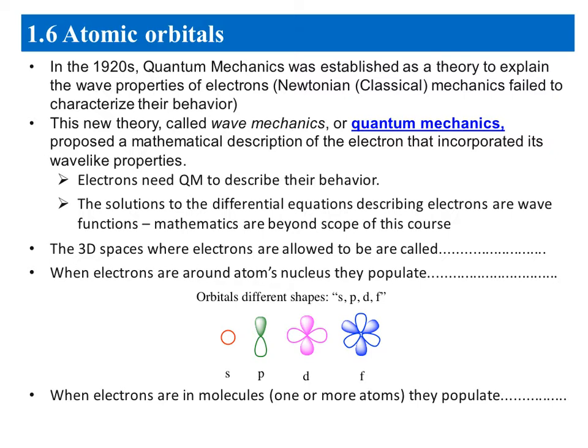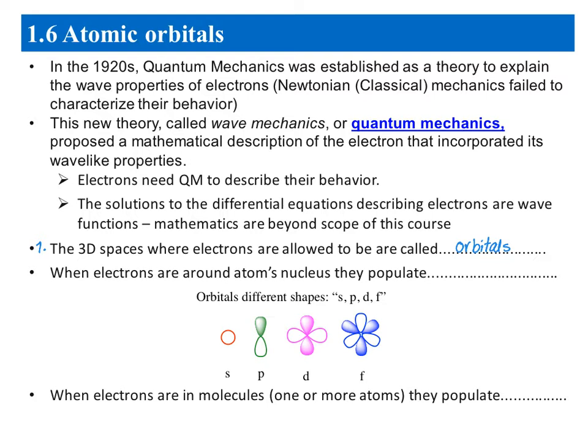We are not going to talk about the math here, but I want you to know the result of solving these equations. So there are three definitions here that I want you to focus on. The first one, I believe all of you know that, is this definition. The 3D space where electrons are allowed to be are called orbitals. So we call these 3D regions orbitals. The chance of finding electrons in this 3D region is about 90 to 95%.